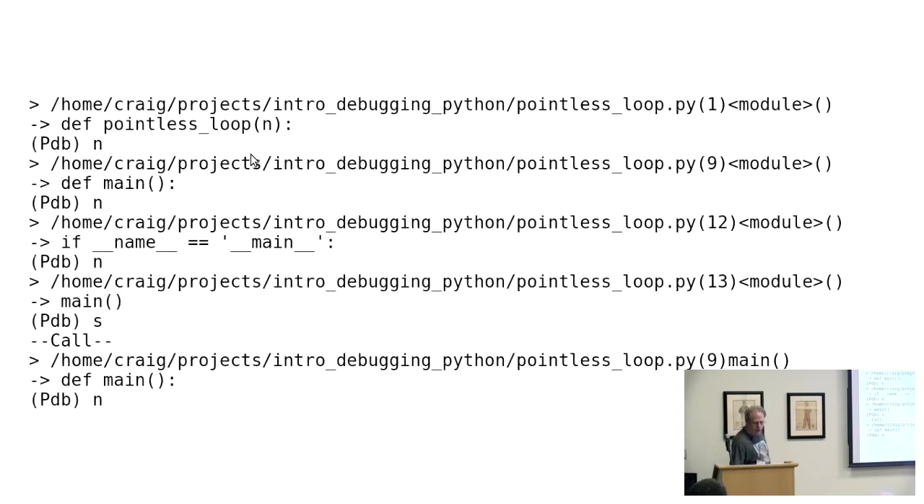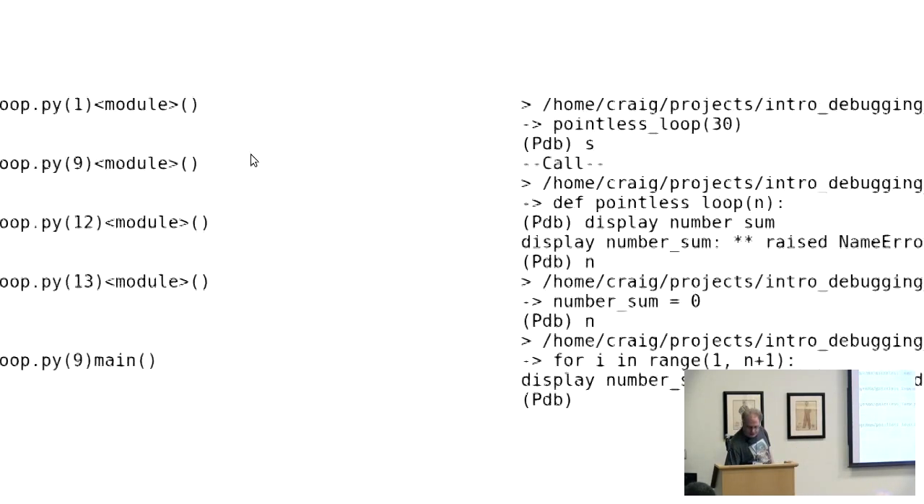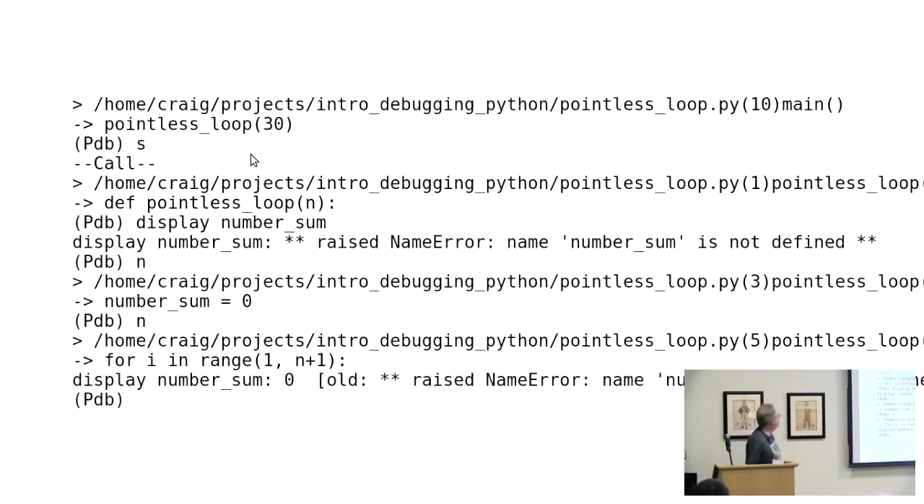So if we go into our pointless loop, we step through until we get to the point where it actually is doing the display. There we are: pdb display number sum. At this particular point in the definition, it does not know what number sum is. It has not been defined yet, so it gives us a name error.